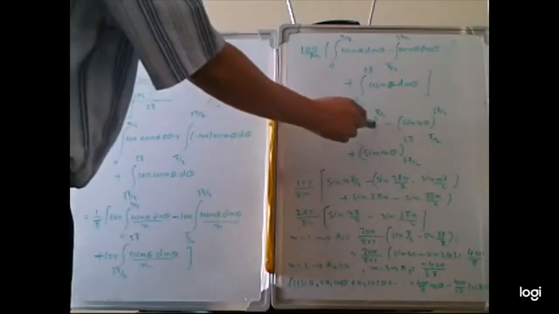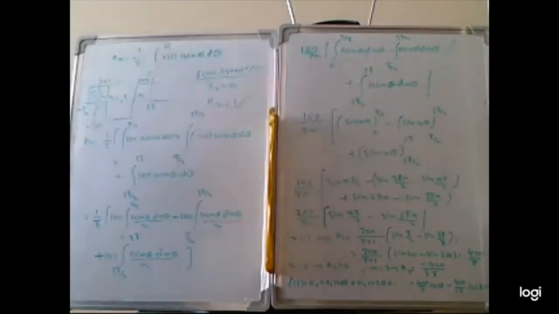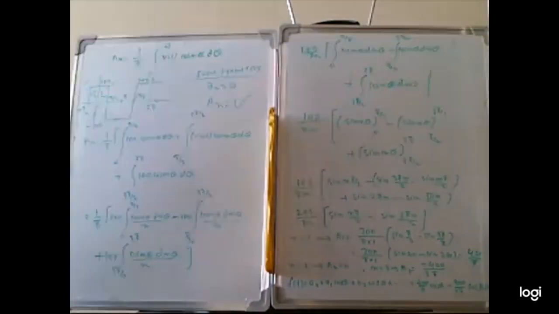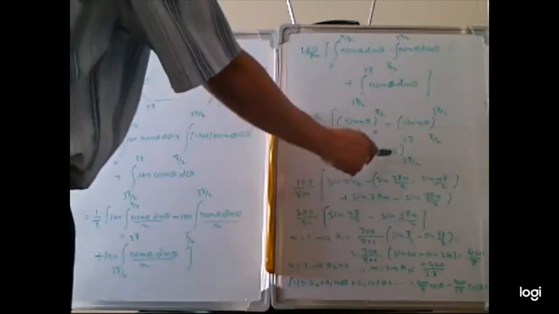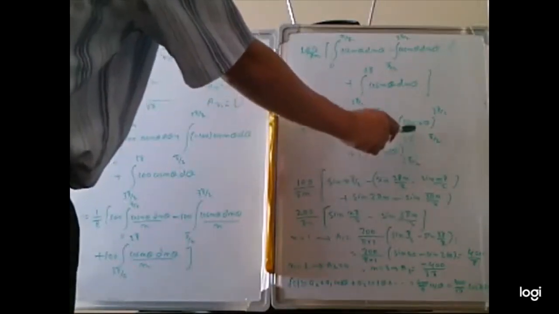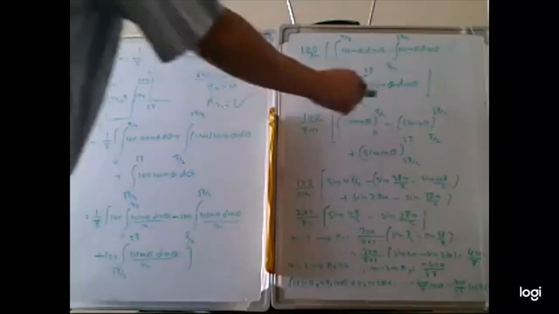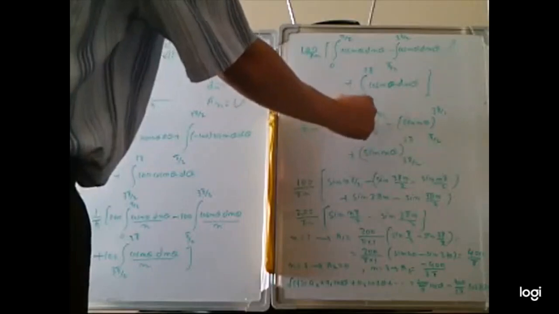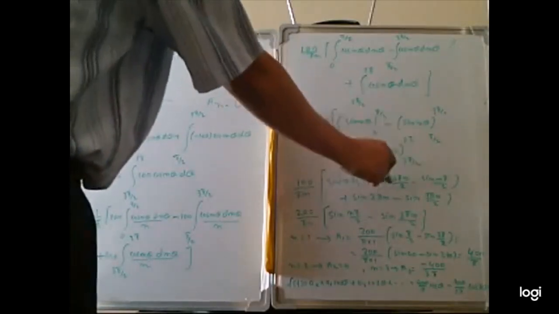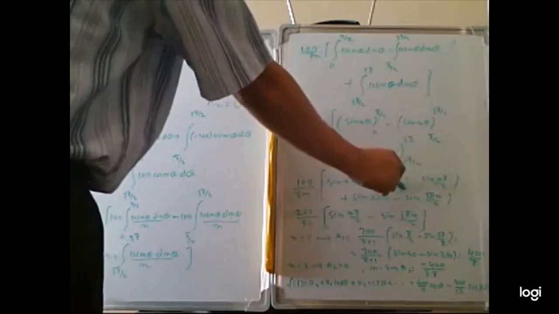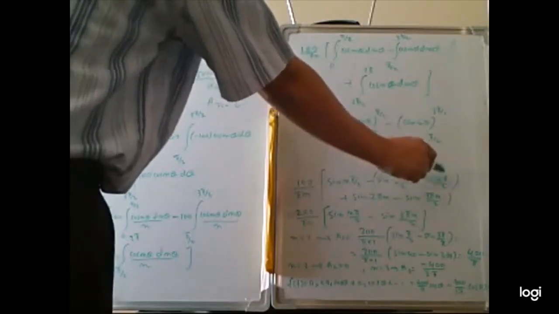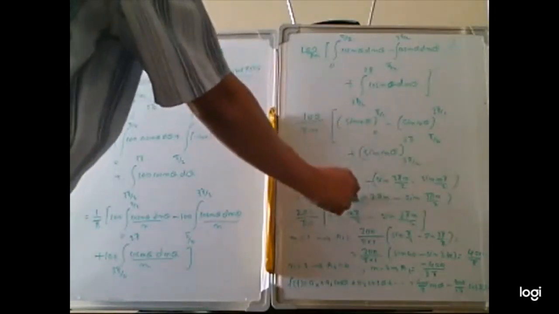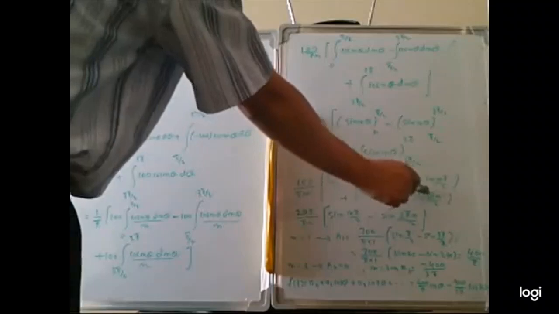Sine n theta, so the limit is 0 to pi by 2. Similarly here, sine n theta, lower limit pi by 2, upper limit 3 pi by 2. And this one, sine n theta, lower limit 3 pi by 2, upper limit 2 pi. After that, you substitute. Substituting sine n pi by 2, so 0 substituted, sine 0 will be 0. Here it is minus sine 3 pi n by 2 substituted as the upper limit, minus sine n pi by 2 for the lower limit. And here you also substitute the upper limit, so this is sine 2 pi n, and for the lower limit substitute sine 3 pi n by 2.